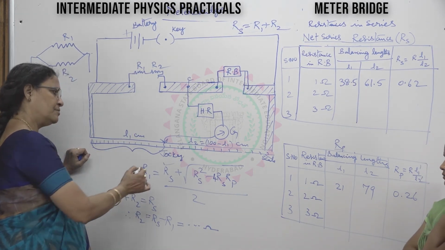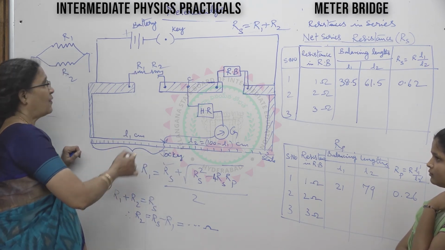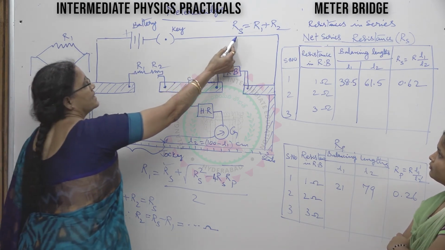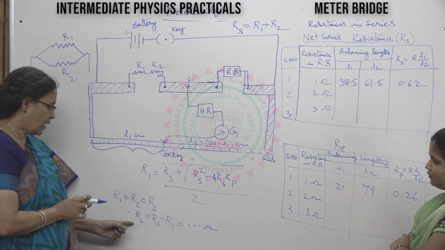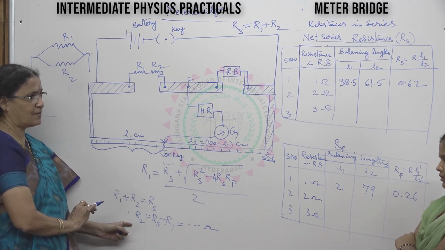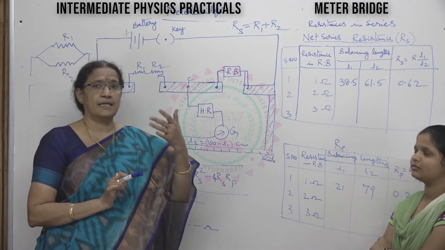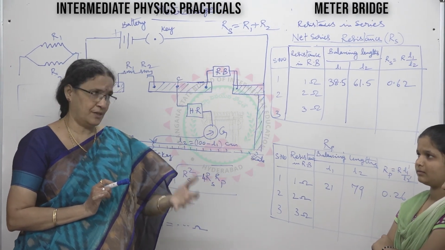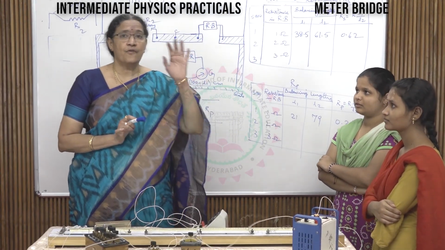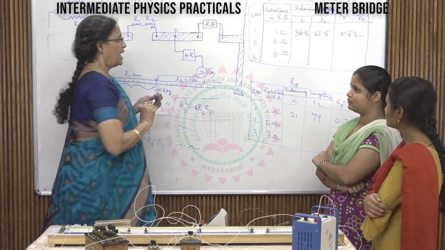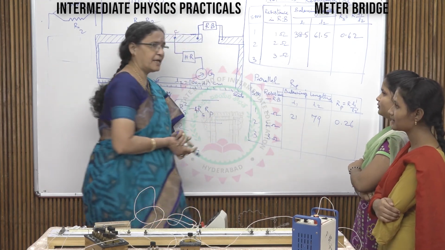Now, for R2, actually you can use the formula with RS minus, etc. But that is not required. You have a simpler formula. RS, the effective resistance, is R1 plus R2. R1 you got. So, what will be R2? RS minus R1. Okay. So, this is how you are going to determine the unknown resistances of the given two individual wires, R1 and R2. First by connecting them in series and then connecting them in how? By connecting them in parallel.